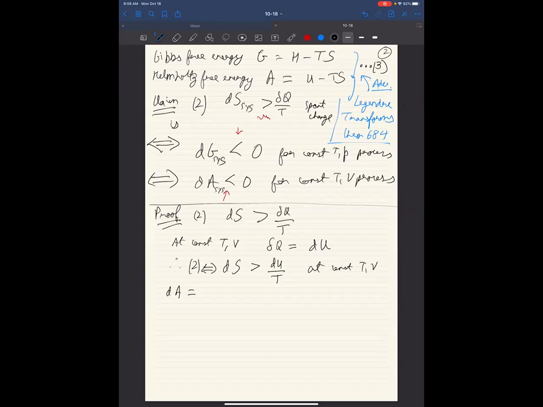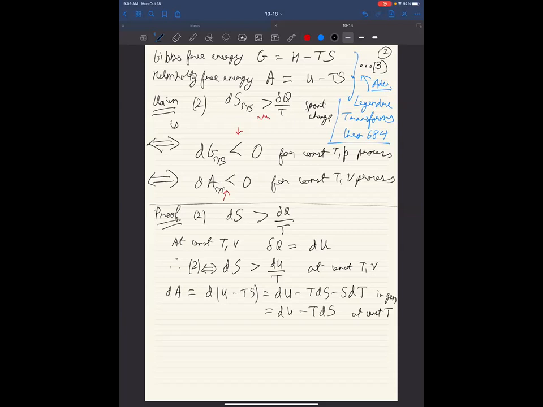So let's write down dA. What is dA? dA is d of U minus TS. What is that? dU minus TdS minus SdT. At constant temperature, which of these terms will go to 0? The third term, right? dT will be 0. So this is true in general, but at constant temperature, we have dA is equal to dU minus TdS.